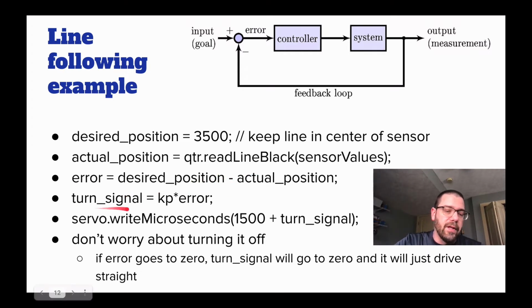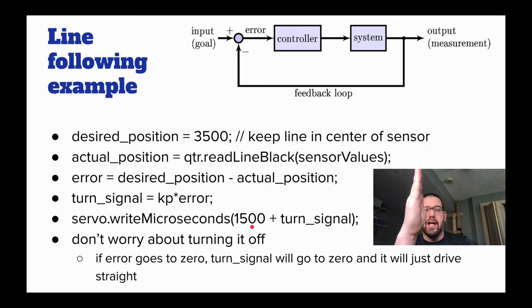And then I'm going to tell my robot how much to turn by taking a KP, which is the one number that I get to adjust, and multiplying it by the error and turning that into a turn signal. And if 1500 is the middle of my 1000 to 2000 range on my servo, then hopefully that means go straight, which means that turn signal could be plus or minus 500, where negative might mean turn left and positive might mean turn right, or vice versa.